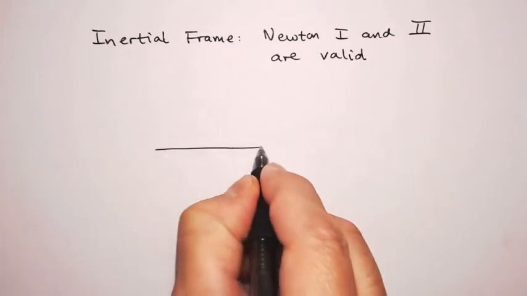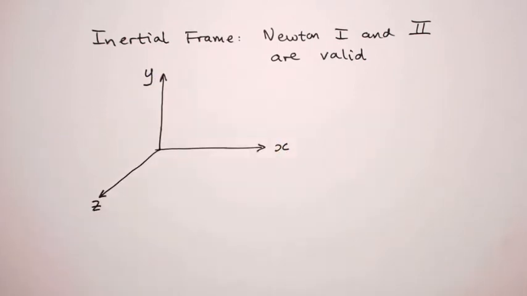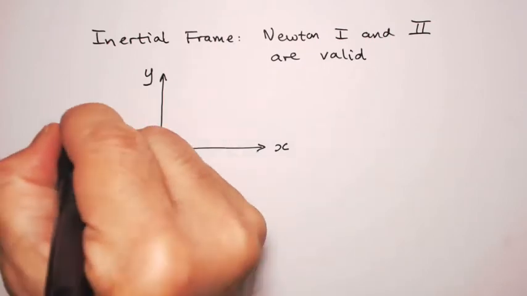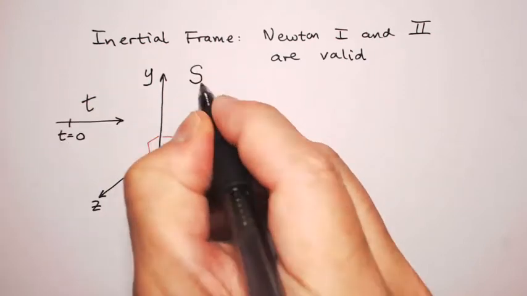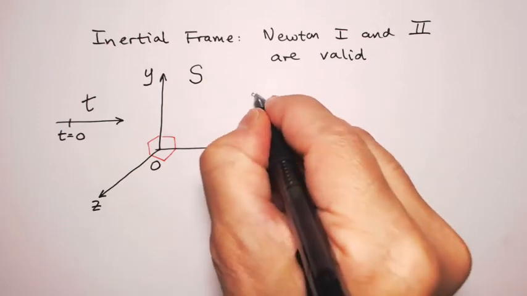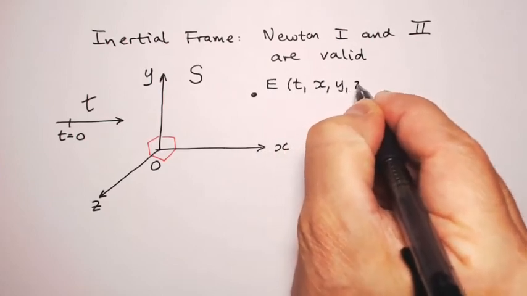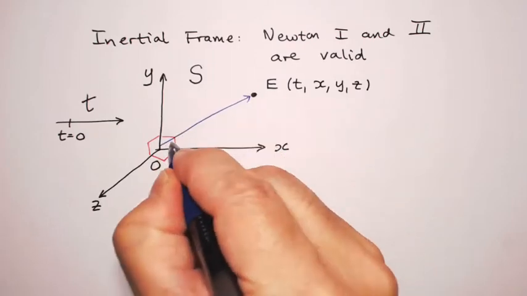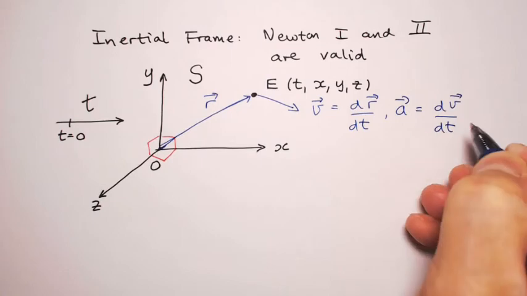Recall that a frame of reference, or a reference frame, is conventionally a system of space coordinates x, y, and z, with axes at right angles to each other that intersect at an origin, plus a time coordinate t, also with an origin at t equals 0. Let's give this frame the label S. Thus, in frame S, an event E is represented by a point in time and space with coordinates t, x, y, and z. Motion of an object is measured relative to a frame, in which the object has a position vector r, a velocity v equals dr/dt, and an acceleration vector a equals dv/dt.